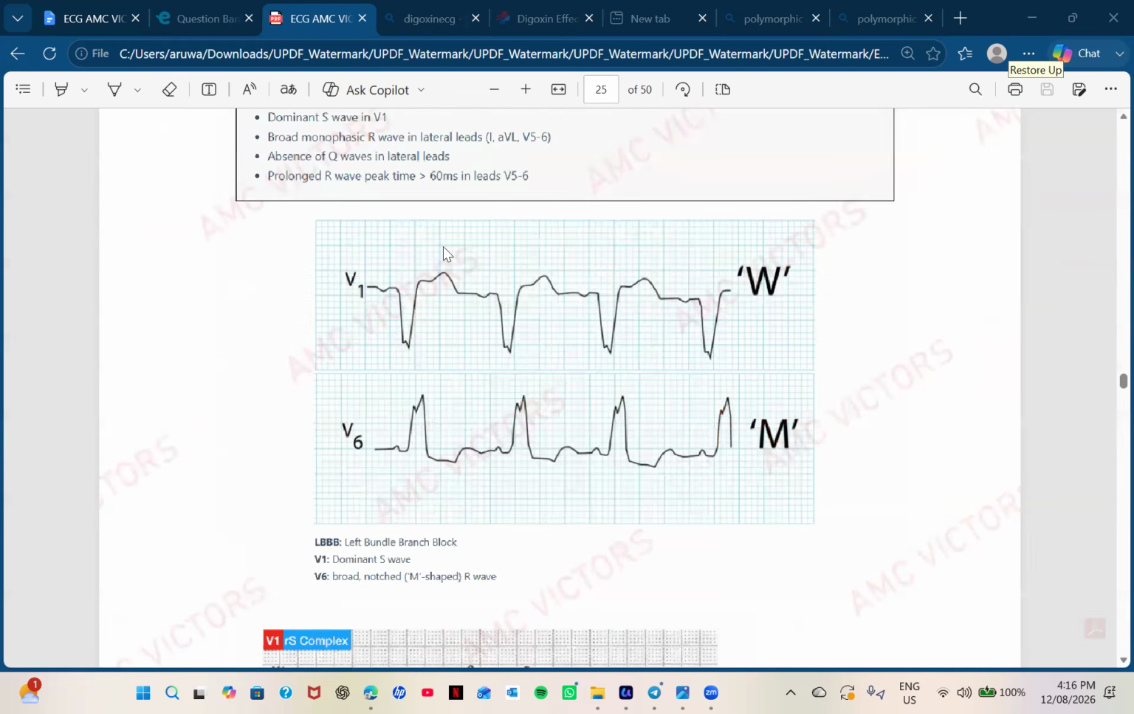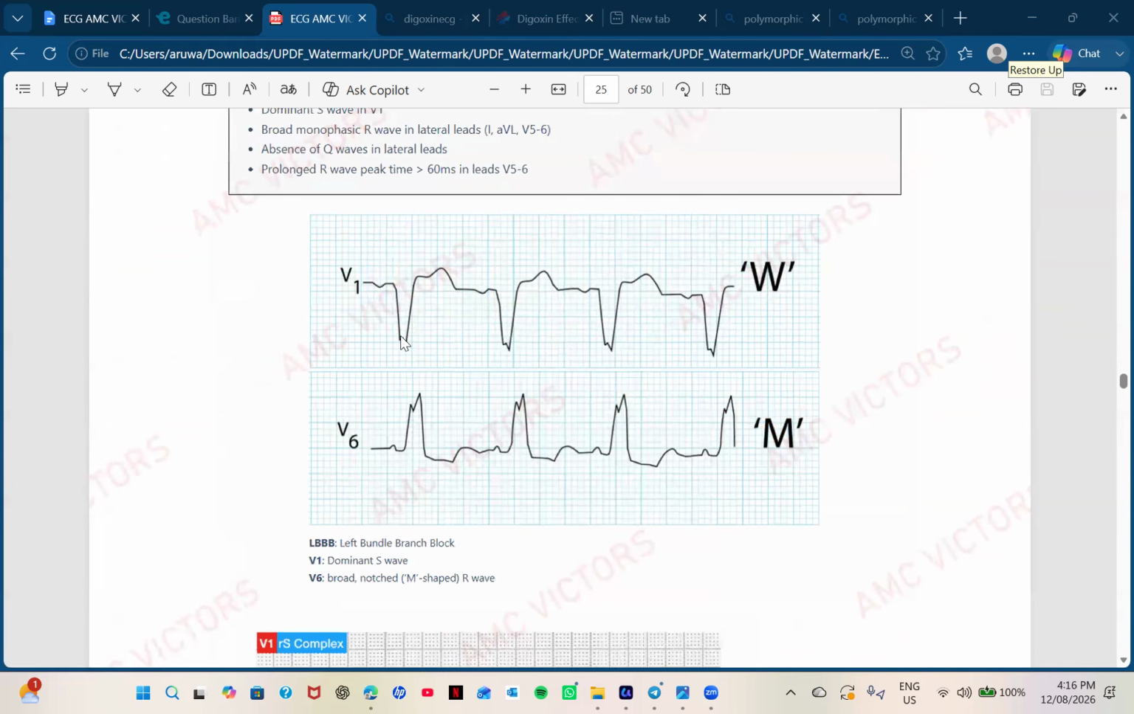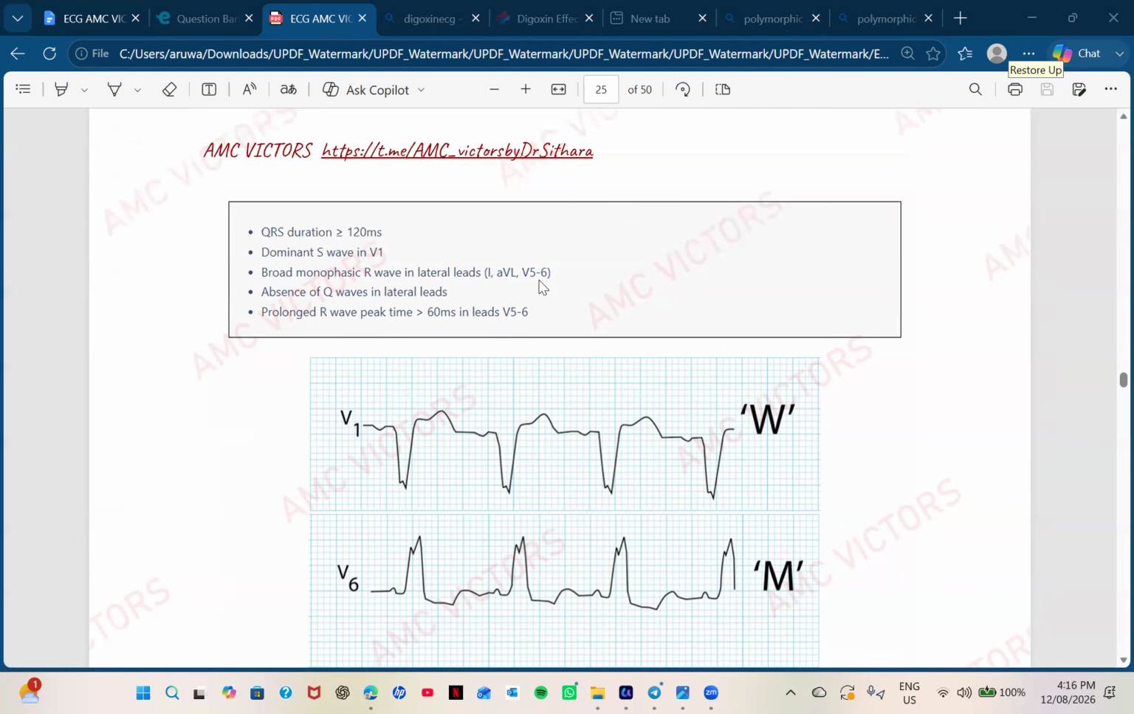Here, can you see V1, the W, right? Here, can you see the W, but not the proper W. This is the way that we used to remember. Here, can you see V6, kind of an M appearance, right, doctors? Here we can see the dominant S wave in V1 and in V6 a broad notched M-shaped R wave, right? This is the left bundle branch block.